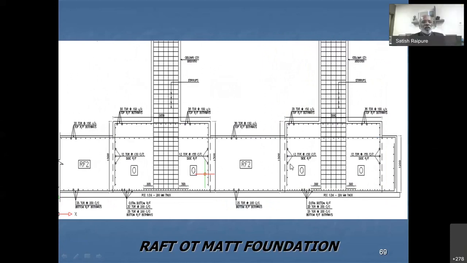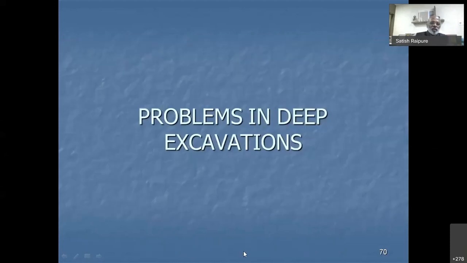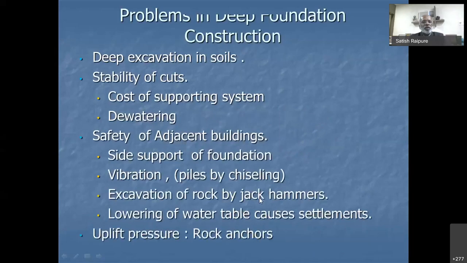This is the raft foundation. Raft foundation detail, as I told you, the depth requirement is very high near the face of the column. That's why the additional pedestals are provided here, and additional reinforcement at the bottom. The problems encountered in deep excavation, when we go for deep excavation, you will have to be very careful.